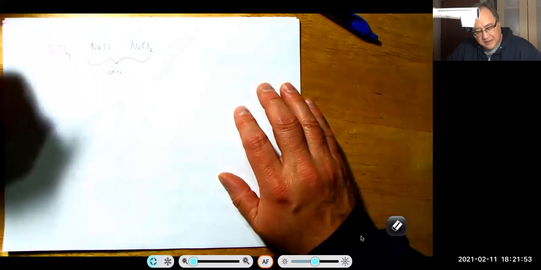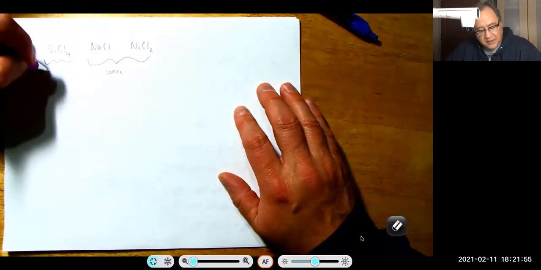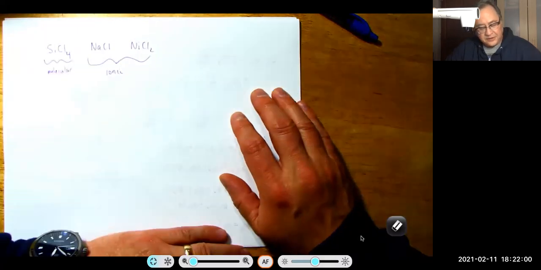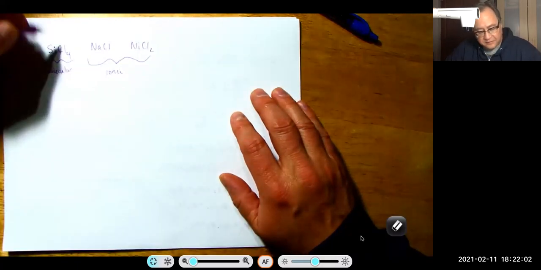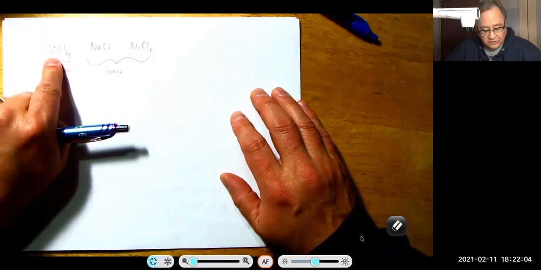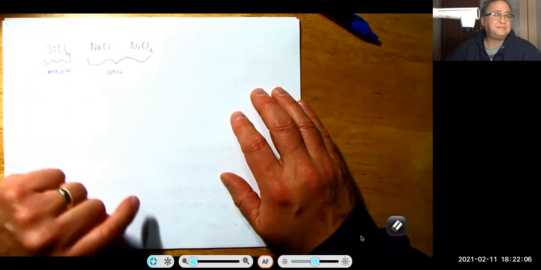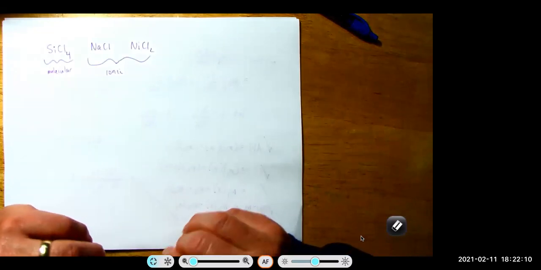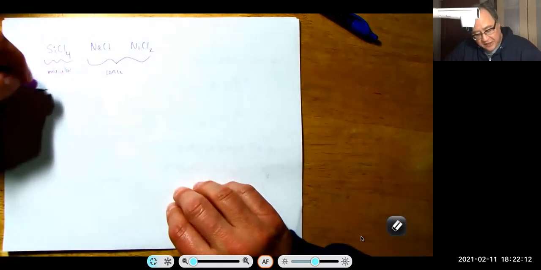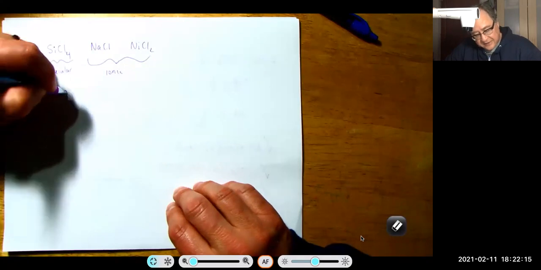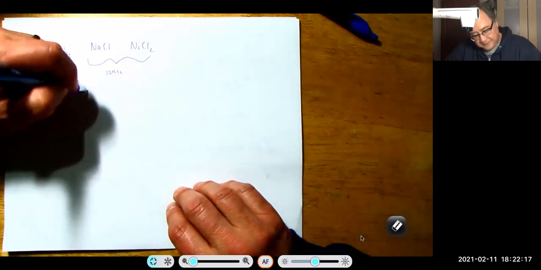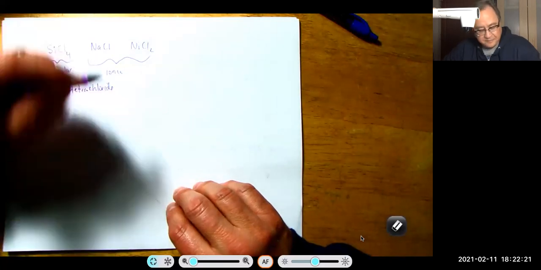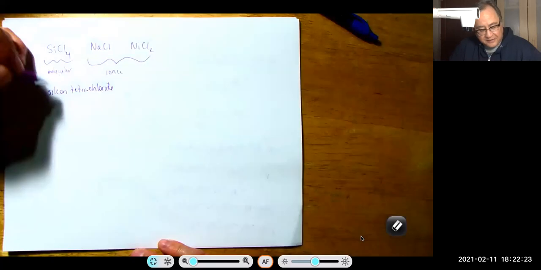If it's not a metal and a non-metal, it's probably molecular. Silicon is a metalloid, not a metal. So this is probably a molecular formula. And there are two different ways of naming these things. For molecular formulas, you name this one silicon tetrachloride. So that's how you name this guy.